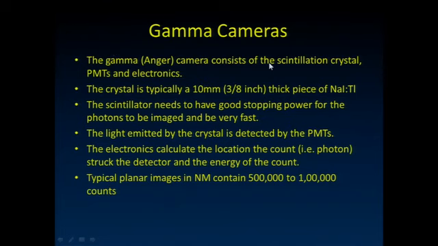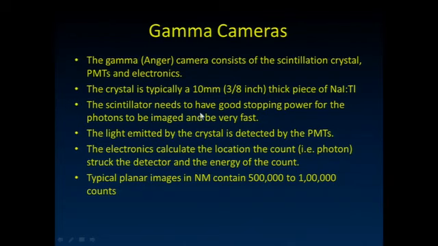I've already talked a little bit about it, right? They consist of the scintillation crystal, the photomultiplier tube, and the electronics with the collimator mounted in front. The crystal is typically about a 3/8 inch piece of sodium iodide doped with a little bit of thallium.